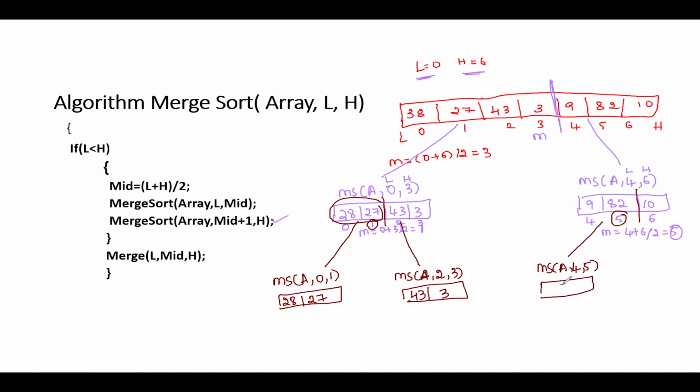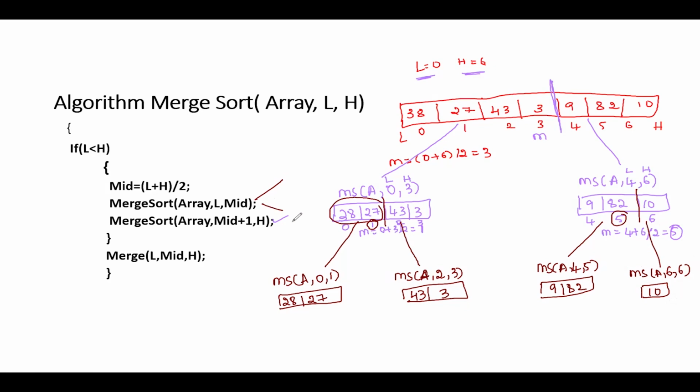Hence the array is going to be 9 and 82. And this is going to be divided, called as merge sort of array comma mid plus 1, which is nothing but 6, and high value is also 6, and hence this is going to be 10. Okay.